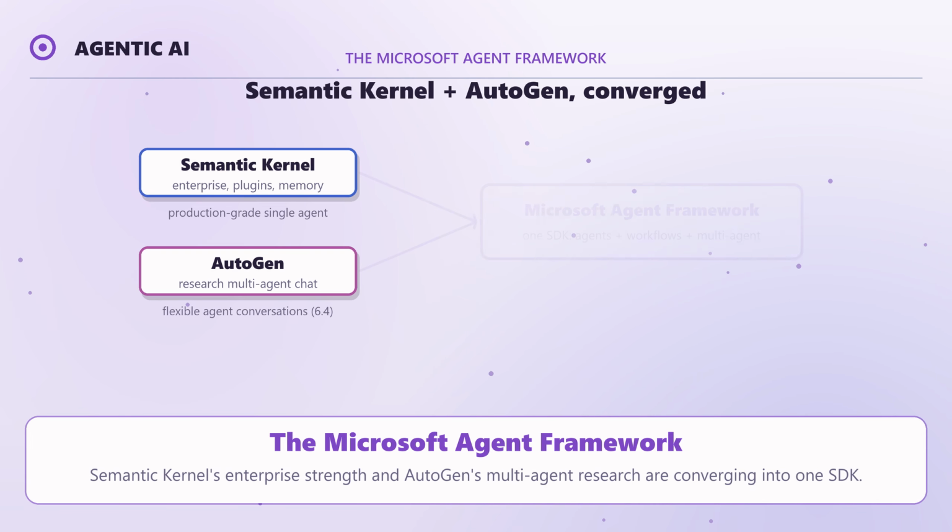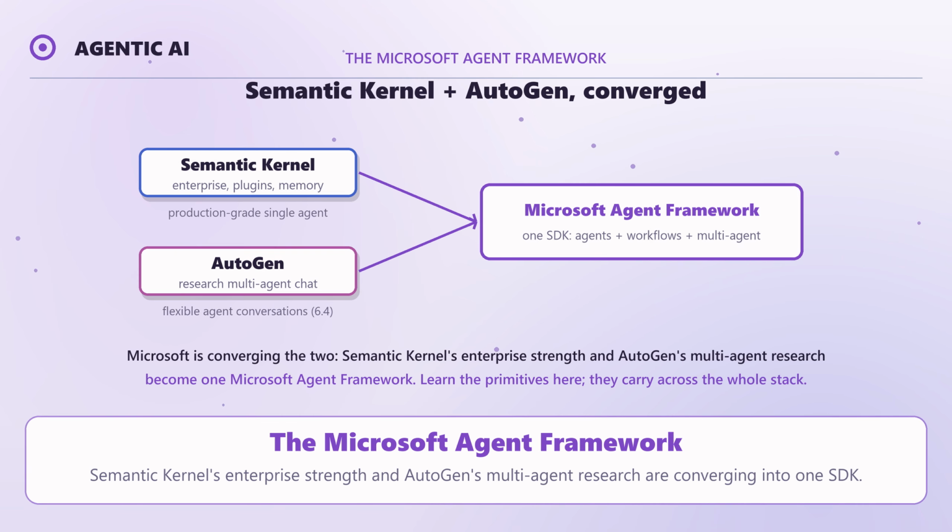Now, a word on names because Microsoft is bringing 2 things together. Semantic Kernel is the enterprise-grade single-agent SDK. Plugins, memory, planners, production strength. AutoGen came from research and is brilliant at flexible multi-agent conversations, which we cover in 6.4. The Microsoft Agent Framework converges them into one SDK. Agents, workflows, and multi-agent together. The good news for you is that the primitives are the same ones we just learned: the kernel, agents, plugins, planners. Learn them here, and they carry across the whole Microsoft stack.